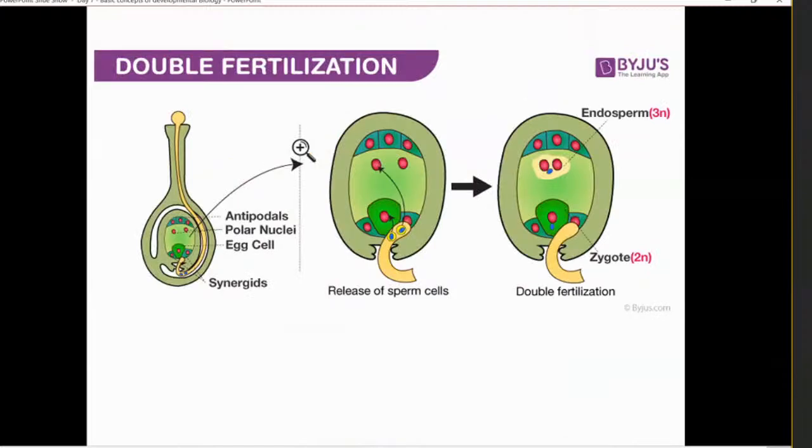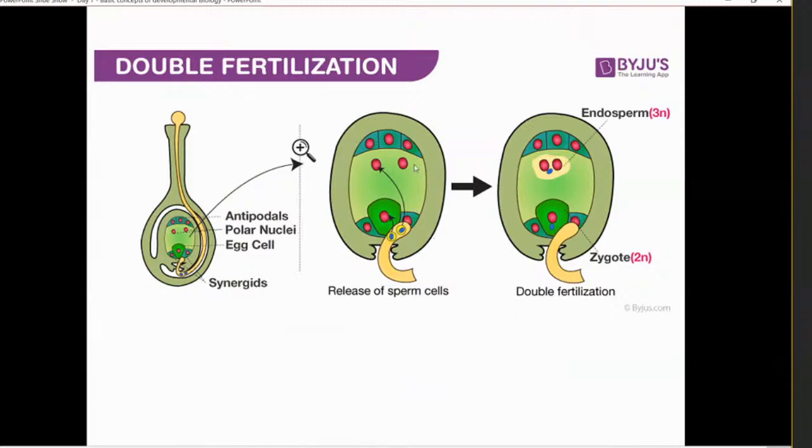Another concept is double fertilization. Double fertilization happens in plants. Here, first we want to understand the parts involved in fertilization in plants: the antipodals, polar nuclei, egg cells, and synergids. First is the release of sperm cells into the oocyte.